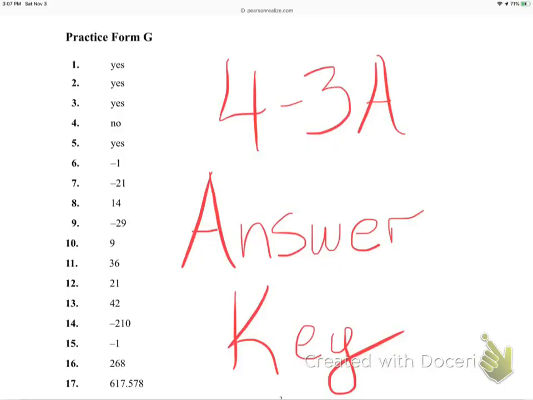Alright, and then there is your answer key. Okay, you have the rest of those to finish up today and get them posted. It's already posted up in Classroom.